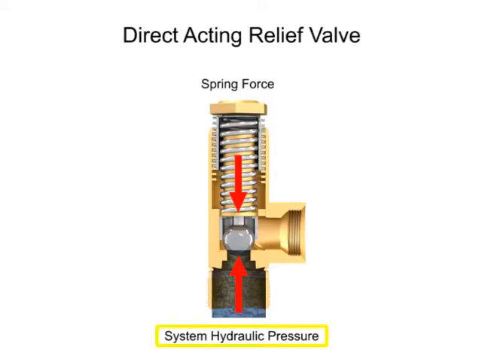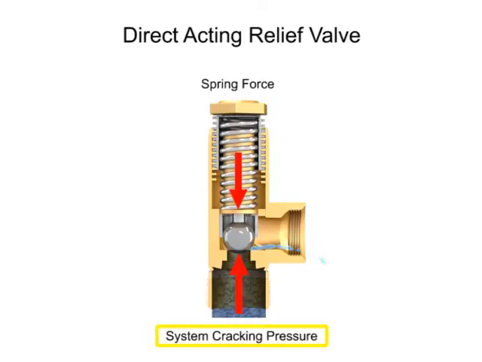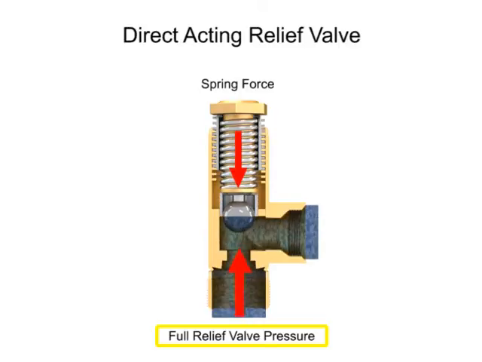If the hydraulic pressure increases even a small amount beyond this level, the valve begins to open and fluid begins to trickle through. The pressure at which the valve is fully open is called the full relief valve pressure and is higher than the cracking pressure. When the hydraulic fluid in the system reaches the full relief valve pressure, the valve will be fully open and all fluid is discharged through the outlet port.